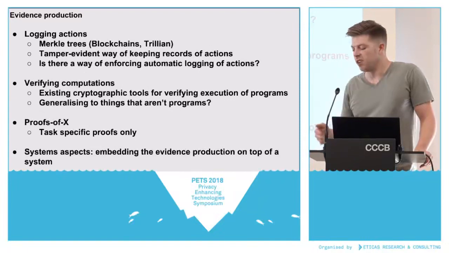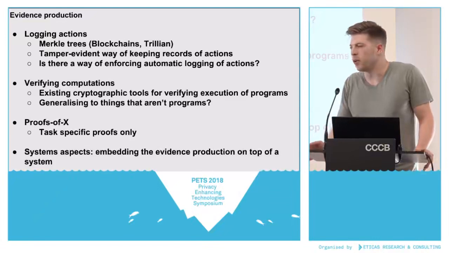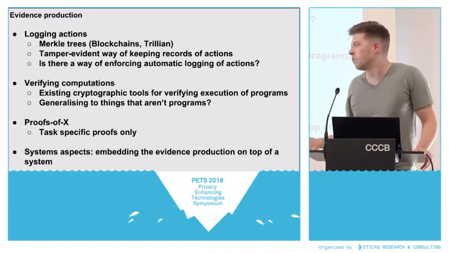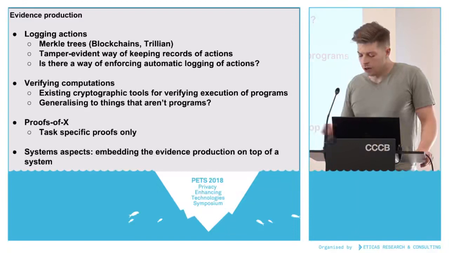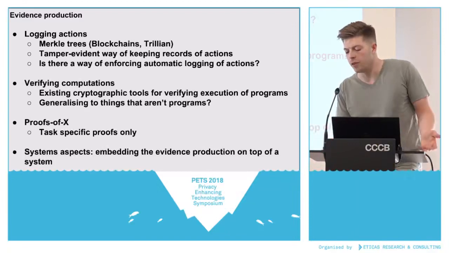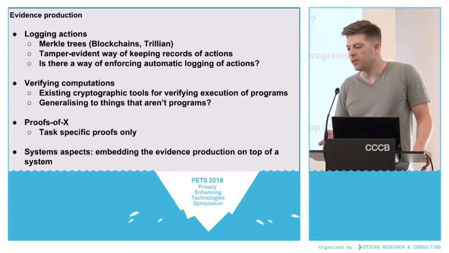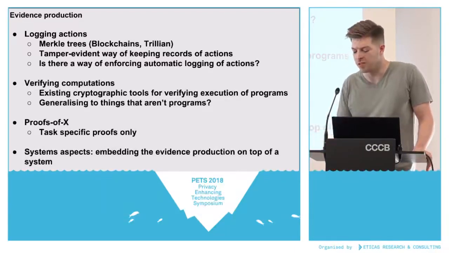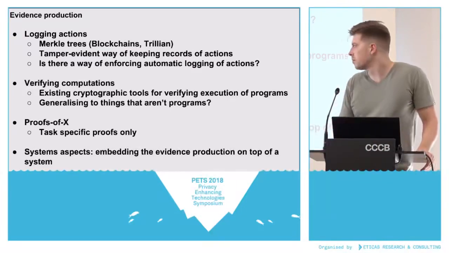And so how do you look at producing evidence like that? A good simple way is maybe logging actions in the system, and you have things like Merkle trees or things based on that, like blockchains and Trillian, which is a big Merkle tree invented by Google. That can give you a tamper evident log of events, but it's fairly limited. You can log events, but you don't have much verification going on, and you're assuming people are actually going to log things themselves. I don't know if there's an automatic way of logging things in a sensible manner.